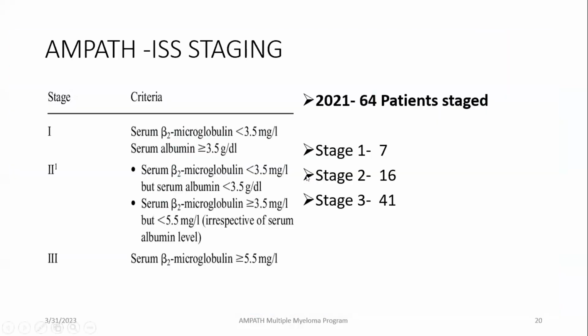What we have done, we staged our patients for 2021, and you can see stage 1 was 7, and we only did the ISS staging. We didn't include cytogenetics because we don't have the capacity to do it yet, but it is work in progress. And stage 2 was 16, and you can see more than half of the patients were in stage 3, and maybe that is why we are diagnosing these patients, but at the same time, we end up losing almost more than half of them.